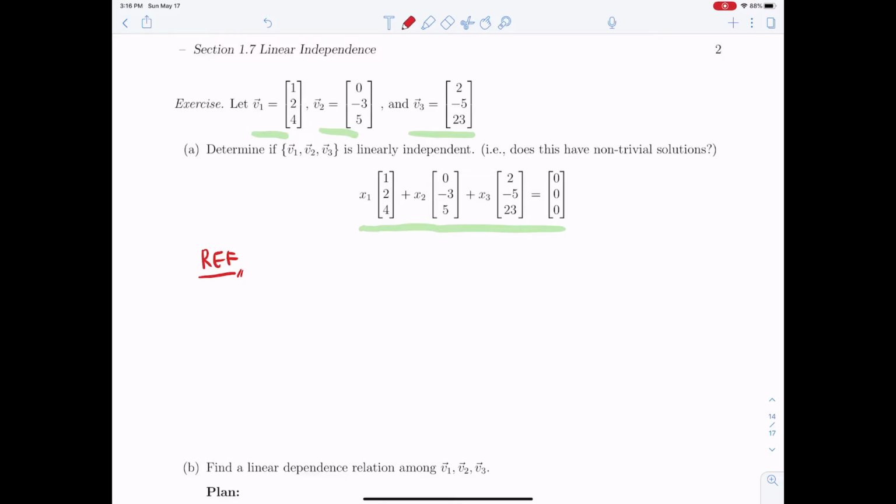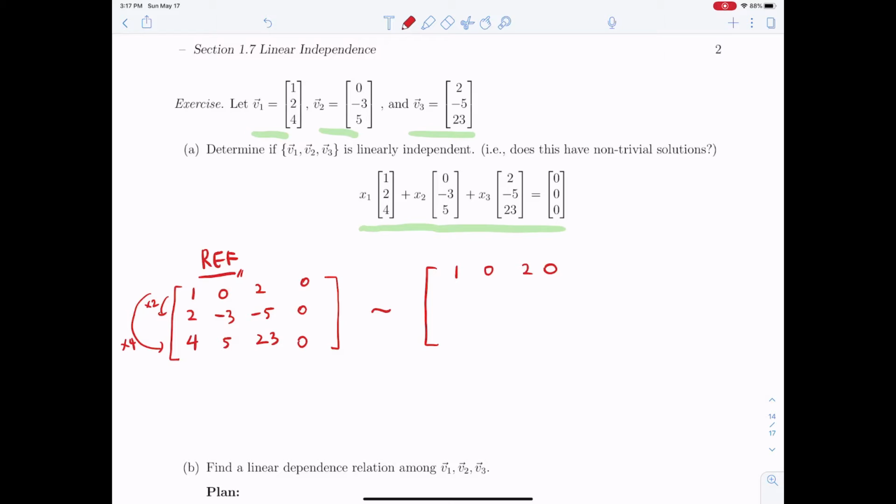So here, the augmented matrix of the given system of equations is given by 1, 2, 4, 0, negative 3, 5, 2, negative 5, 23, 0, 0, 0, and it is row equivalent to 1, 0, 2, 0. I basically multiply the first row by 2 and 4 and subtract those from the second and third rows. Then that gives you 0, negative 3, negative 9, 0, and 0, 5, 15, 0. And it is equivalent to 1, 0, 2, 0, 0, 1, 3, 0, and 0, 0, 0, 0.